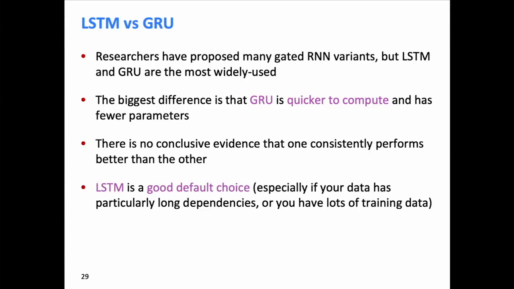So as a rule of thumb, it seems like LSTM is often a good default choice to start with, especially if your data has particularly long dependencies, because there's evidence to think that LSTMs might be slightly better at keeping information over very long distances. And also, if you have a lot of training data, you might think that LSTMs are a better choice because they have more parameters, which means that maybe you need more training data to learn them.